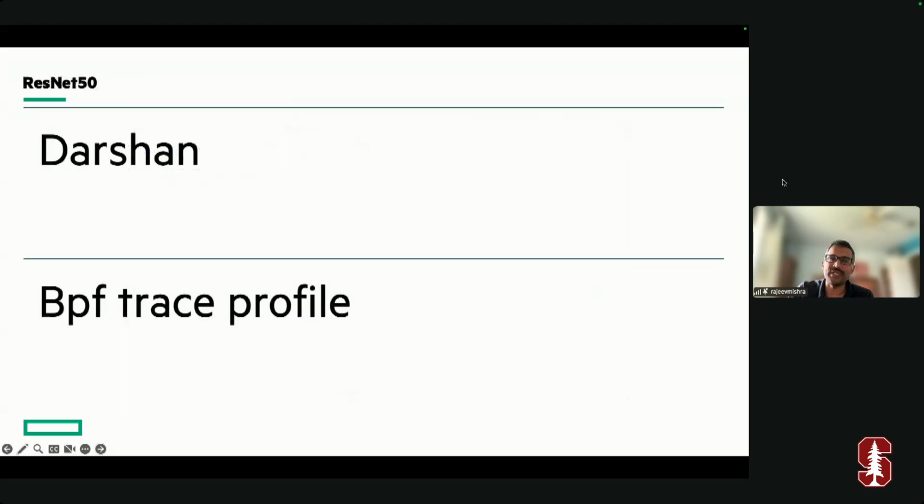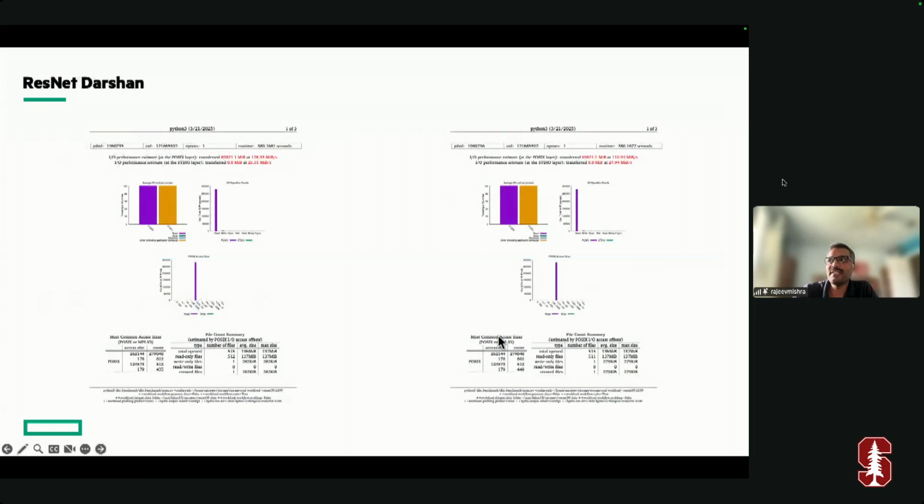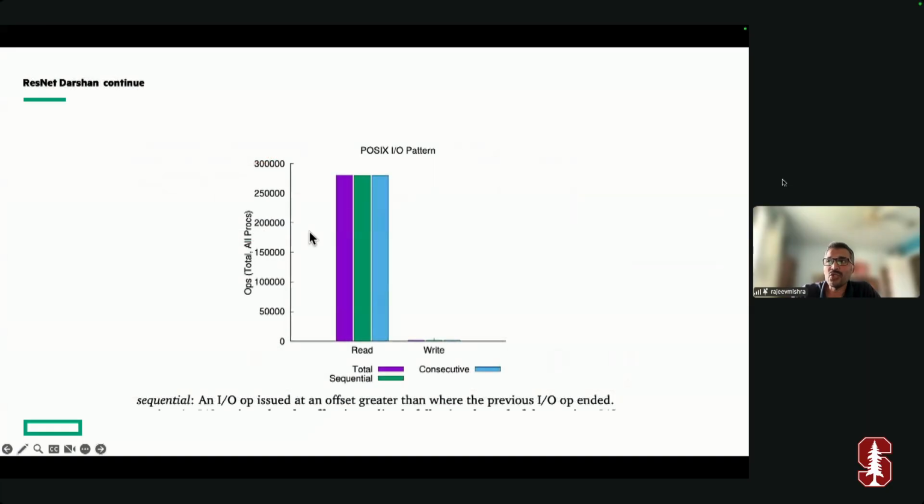Now I will go to ResNet 50. And here I was able to run Darshan and BPFtrace both and do the profiling. So you can see that BPFtrace and Darshan clearly show that most of the IO is sequential, and it is basically increasing in order. And most of the operation is read.